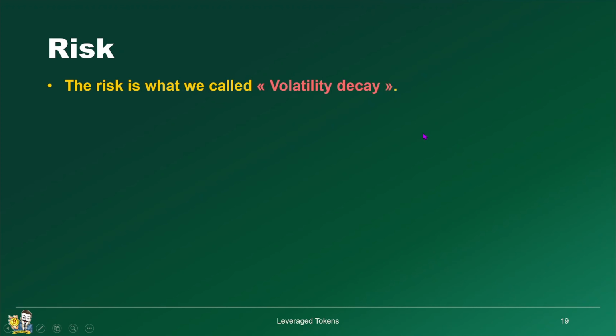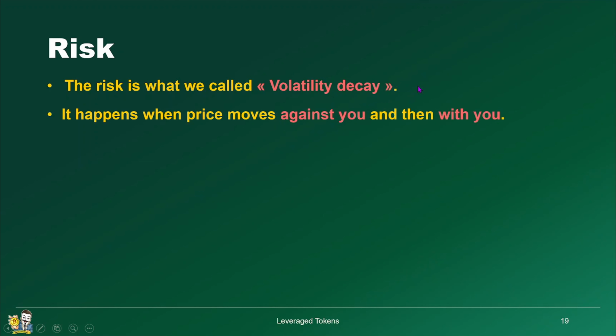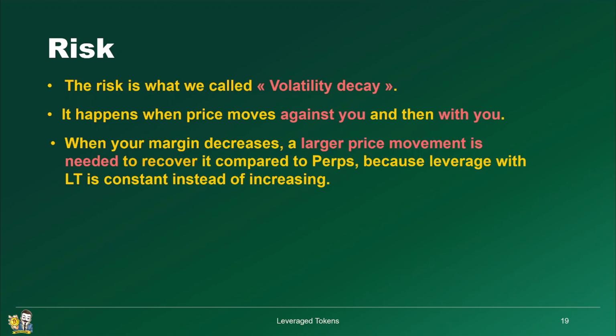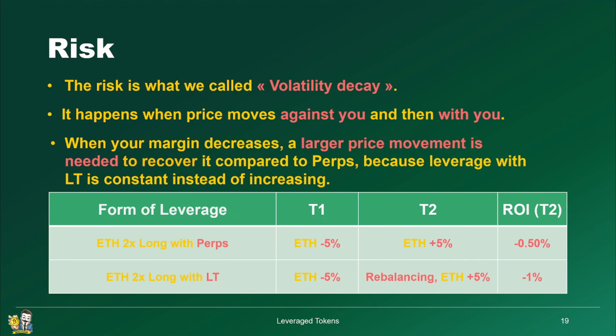But beware, there is a risk, which is called volatility decay. It happens when price moves against you and then with you. The consequence is that when your margin decreases, a larger price movement is needed to recover it compared to perps. It's because leverage with LT is constant instead of increasing.